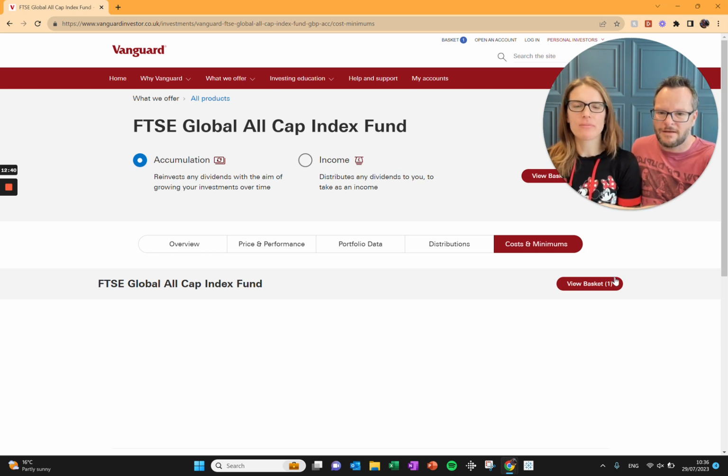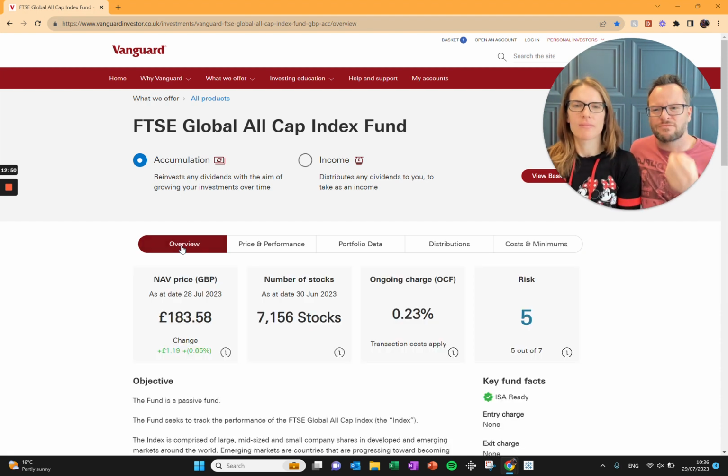And you click invest now, it adds it to your basket, and then you can choose your investment account, whether it's through a SIPP, an ISA, or something else. So there you are. That is the review of the FTSE Global All Cap Index Fund and all of the information they display for you on that page.